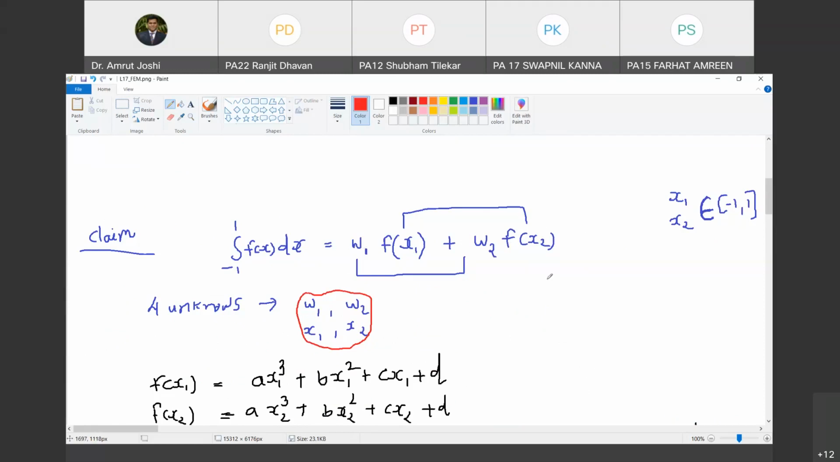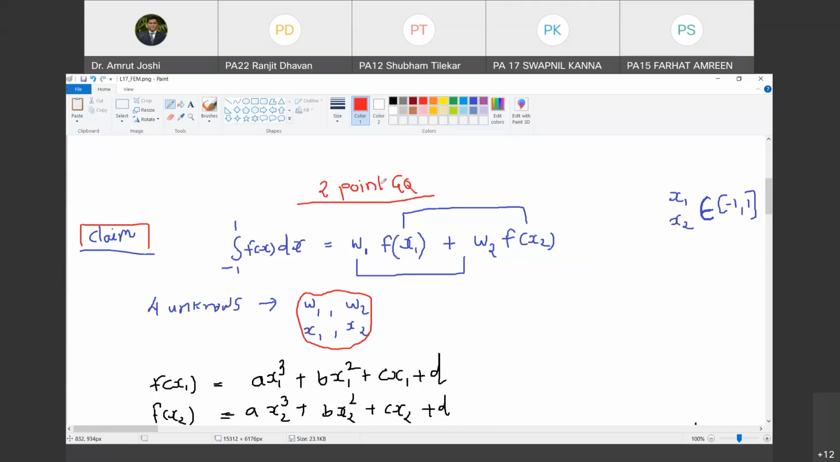Yes, sir. If you had taken only 1 point, how many unknowns would there be? 2, W1 and x1. Are you with me? Yes. So it is very important how many points you start with. What we are doing now is called 2-point Gauss quadrature. Are you with me? Yes, sir.